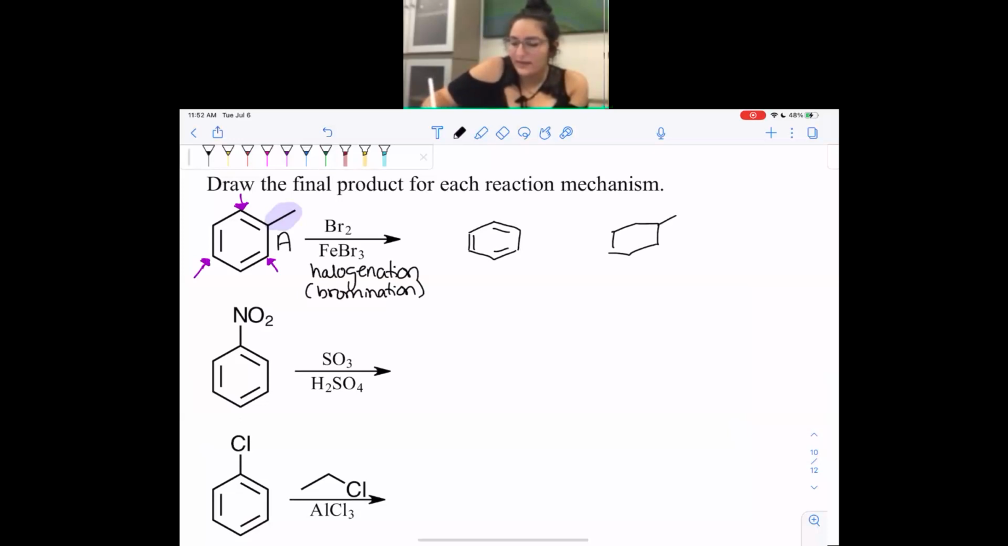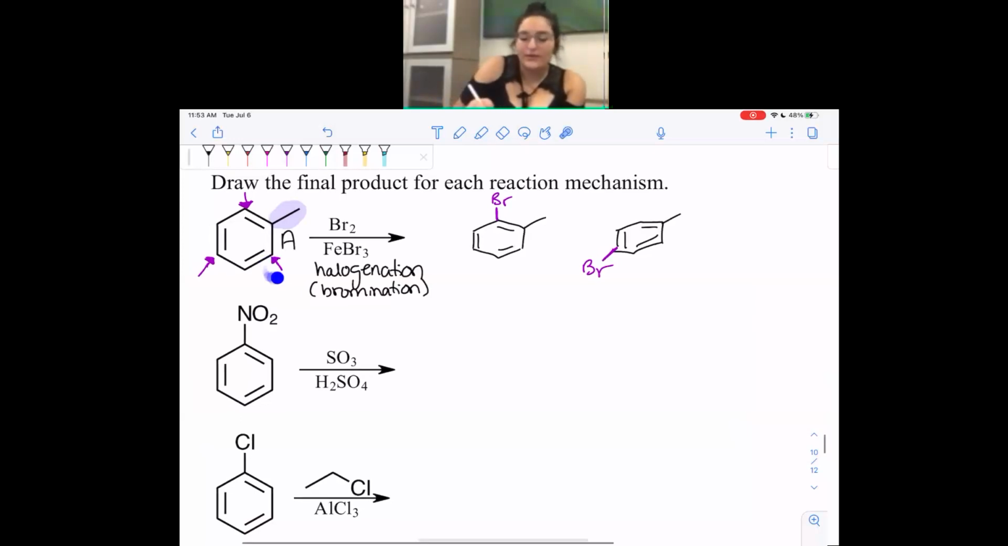And the methyl is not going to change. It stays exactly the same. But what we are going to have is a bromine. And we will have one bromine in the ortho position. And we can have another answer where the bromine is in the para position. We also could have put the bromine here, but we would have gotten the same exact answer as this, just flipped this way. So those are identical.